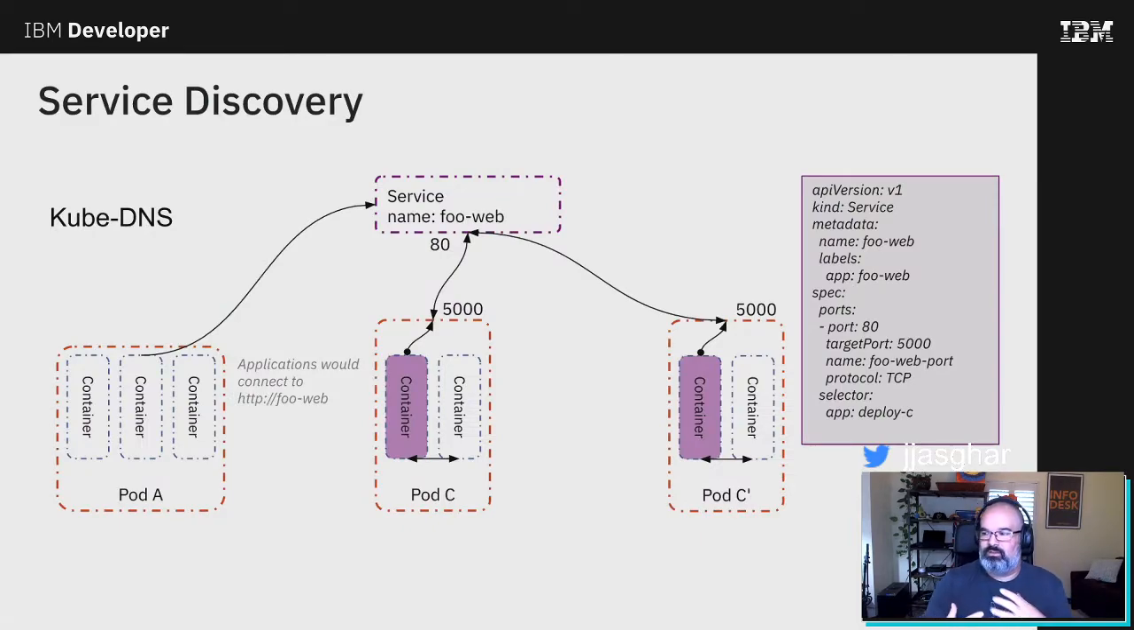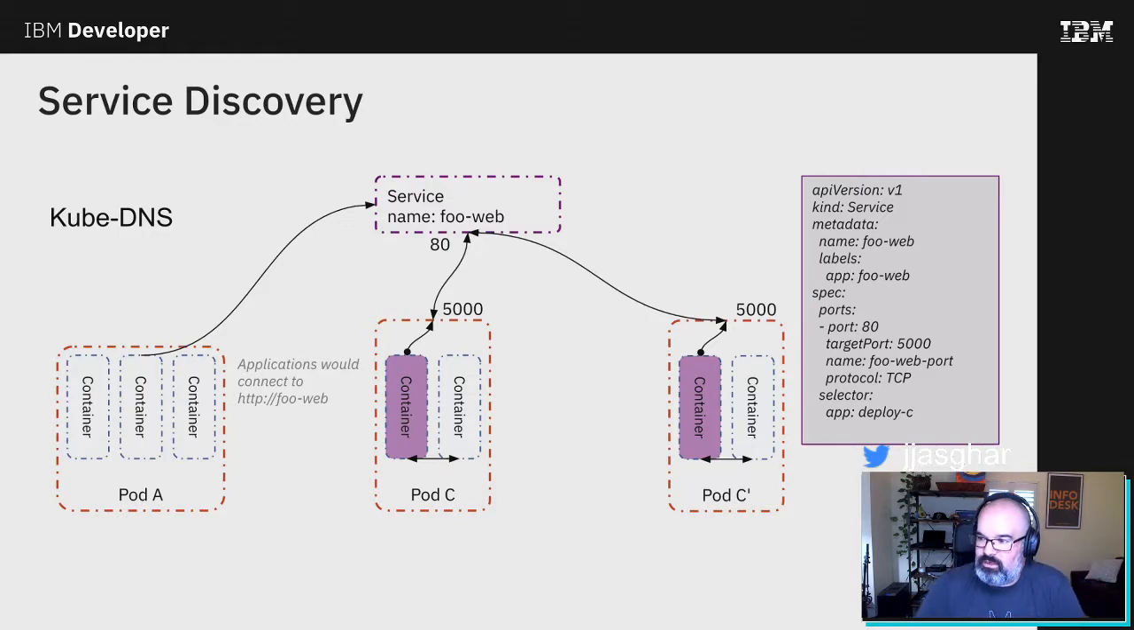So if you imagine you have all these pods running applications or services or whatever, they need to be able to talk to one another. So inside of Kubernetes, there's something called kubedns, which allows for service discovery. So if you imagine here with pod A looking for foo web, when you declare a service, as you see on the far right-hand side, you say, hey, foo web point to pod C port 5000 on port 80. So as you can see, port 80 is sitting in foo web, and then it hits 5000 there.